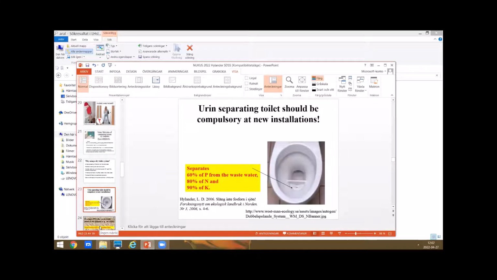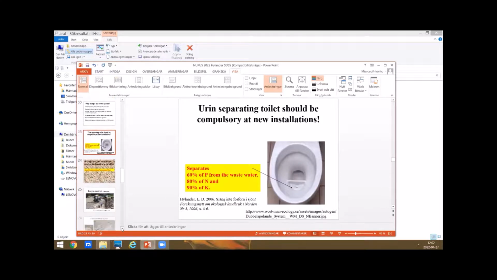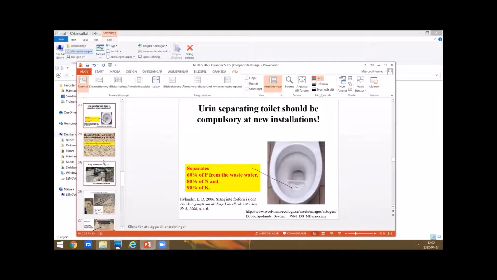And there are toilets where you can separate the feces from the urine straight away in the porcelain chair, and it's recommended for new installations.